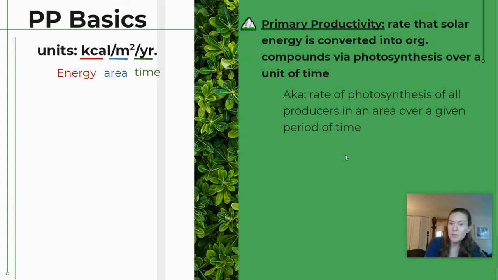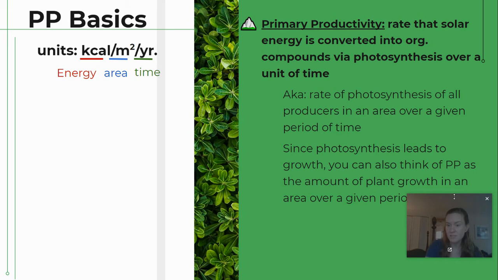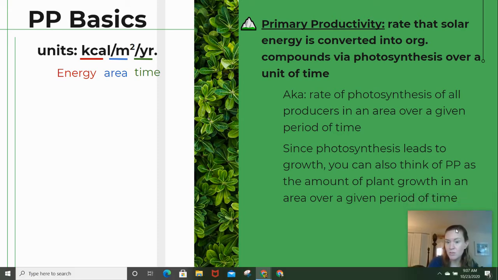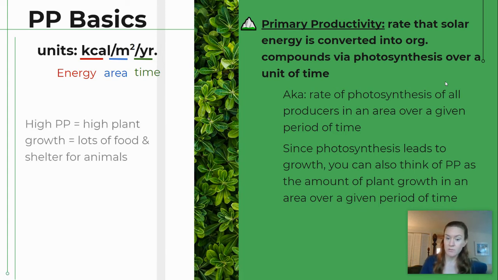So an easier way to think about this is it's the rate of photosynthesis of all producers in an area over a given period of time. Since photosynthesis leads to growth, you can also think of it as the amount of plant growth in a given area over a period of time. So what would the primary productivity of your backyard be like in the winter versus in the summer? It would be very different, right? Though there is some photosynthesis that does happen in the winter. Certain species of trees do have some chlorophyll in their bark, but on warm days, they do some photosynthesis, not a lot. Anyway, I diverge.